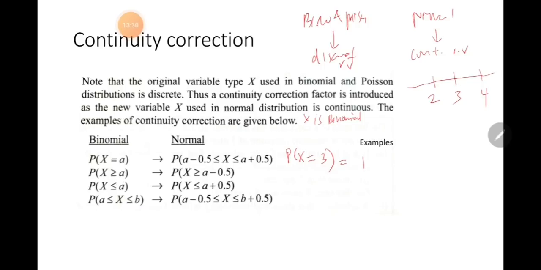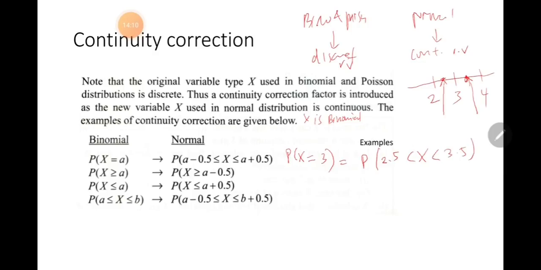So for a continuity correction, because you want to use the normal, you need to make X a continuous random variable. What you do is you subtract 0.5 here, and then you add 0.5 here. So you are in a way closing the gap between 2 and 3 and 3 and 4. If you want to find X equals 3, you find X in between 2.5 and 3.5.